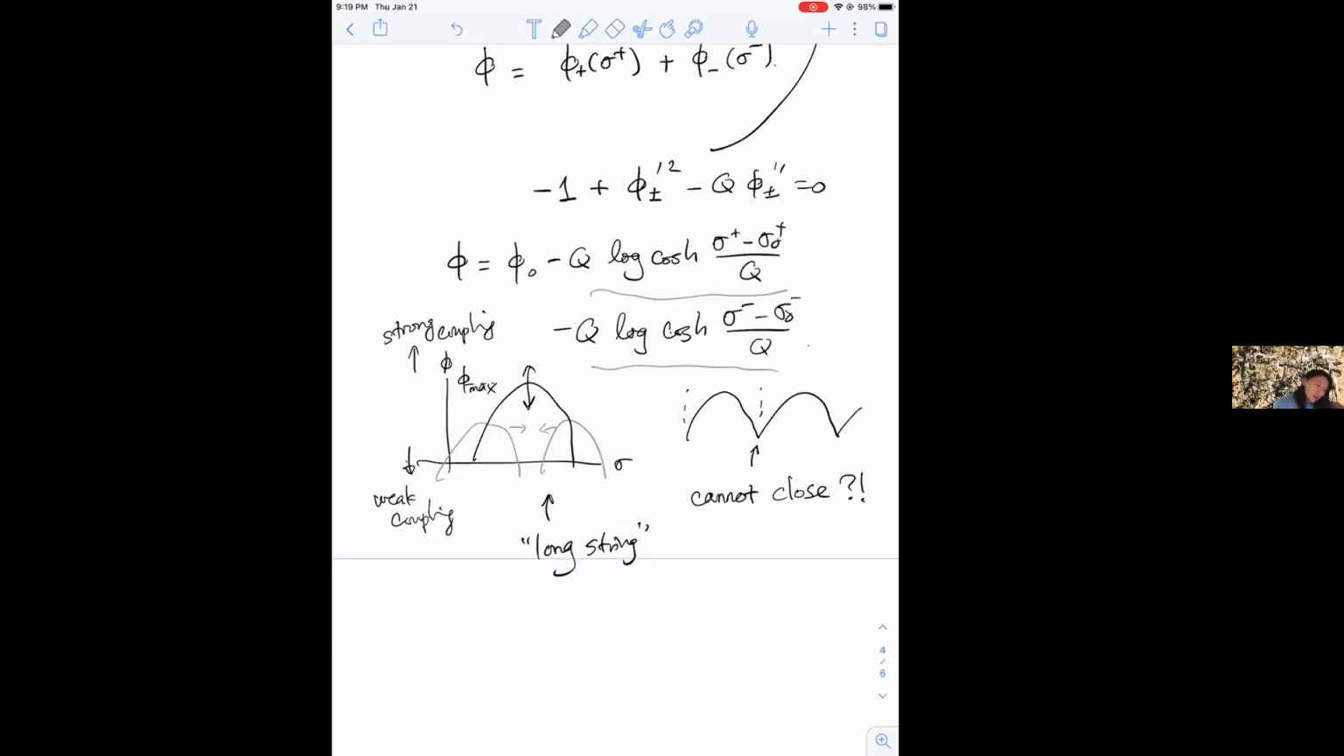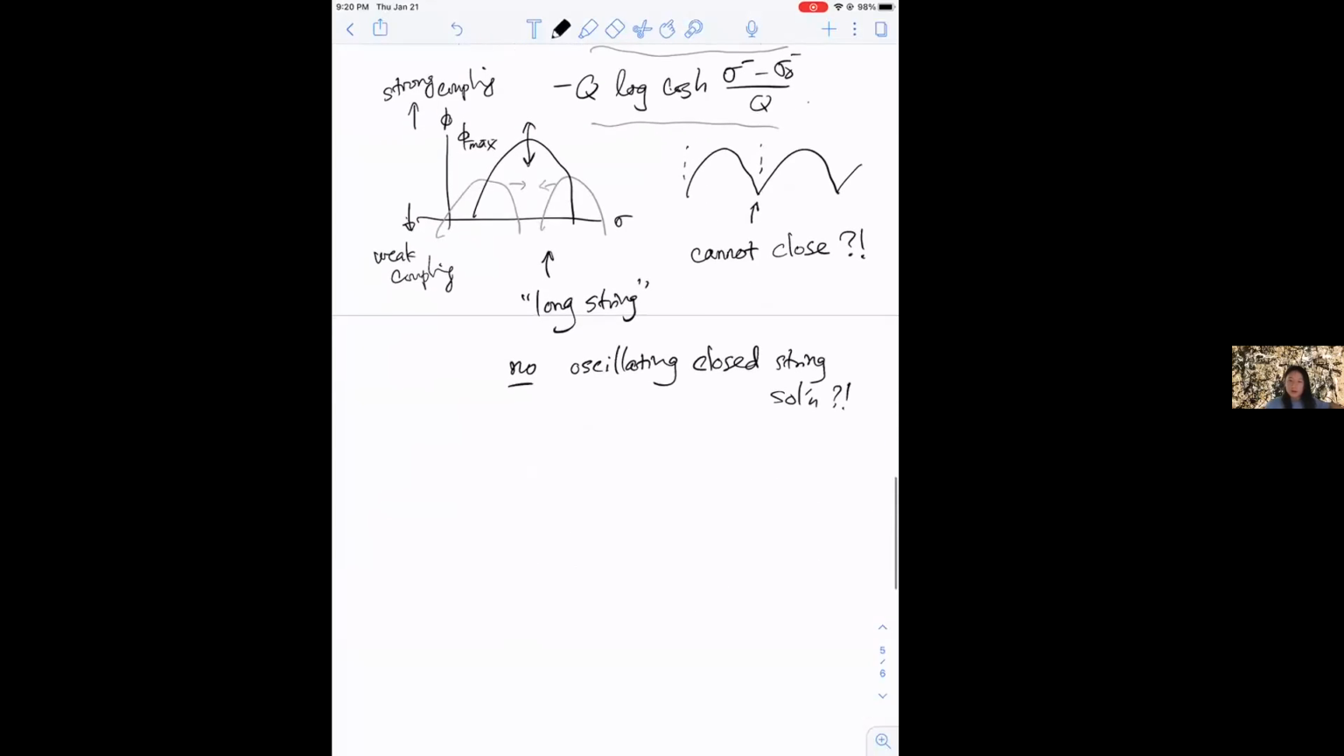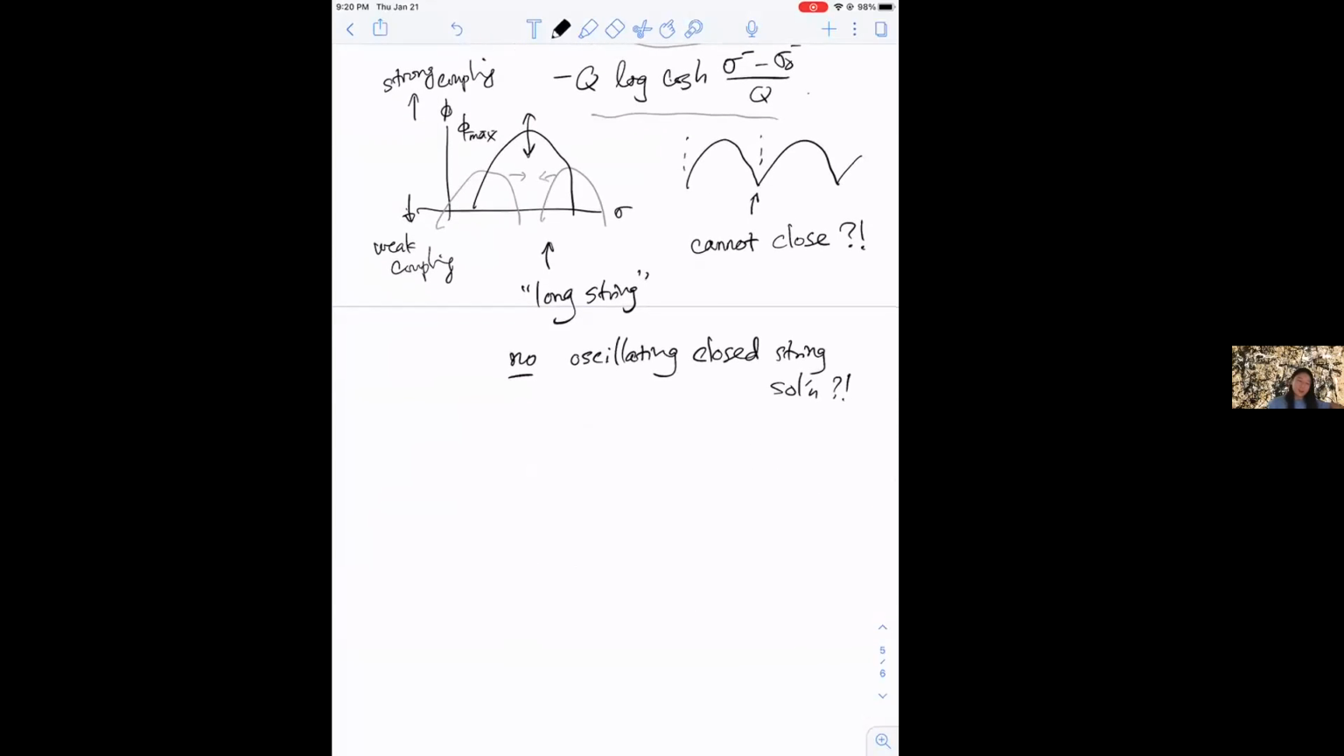Okay, so the conclusion is funny. There's no oscillating closed string solution. Okay, that's a bit funny. So what's going on? Well, we have to really inspect this. We can imagine that maybe the closed string cannot stretch, but maybe it can shrink to a point. And that's actually the case.